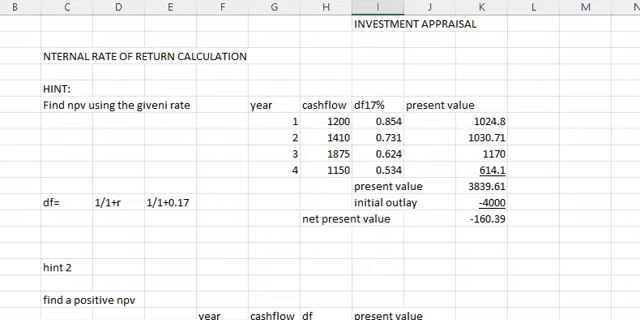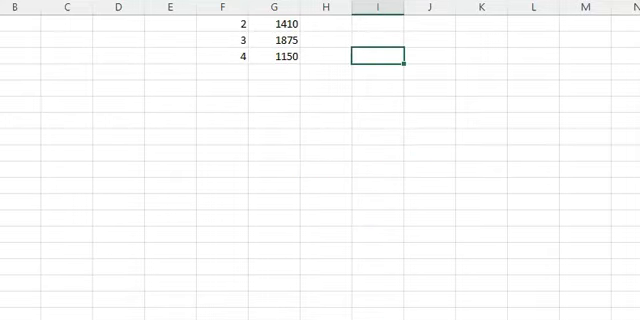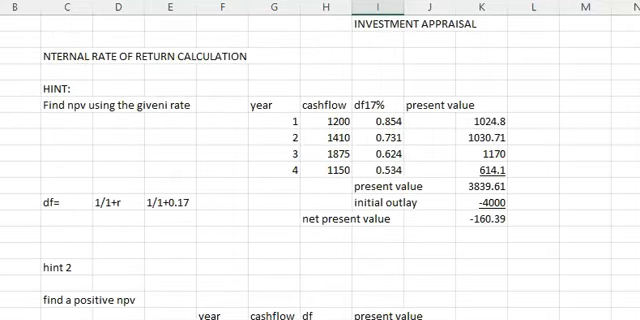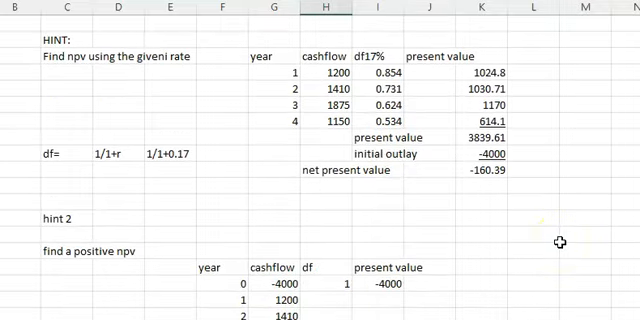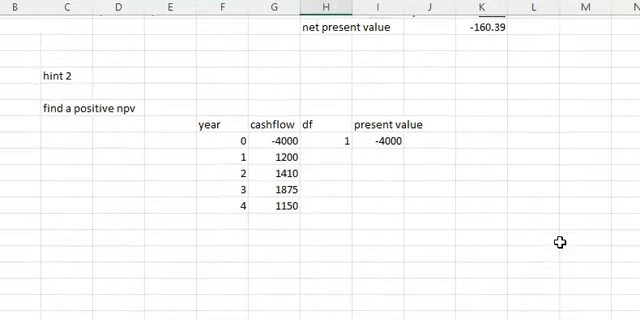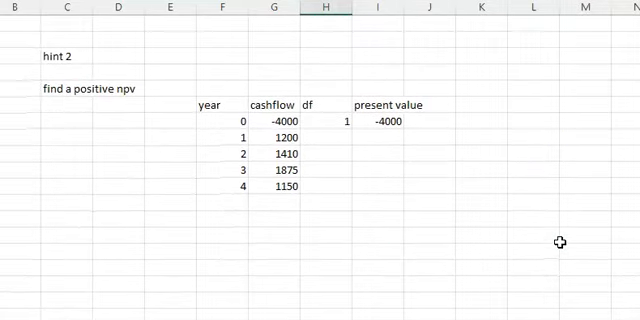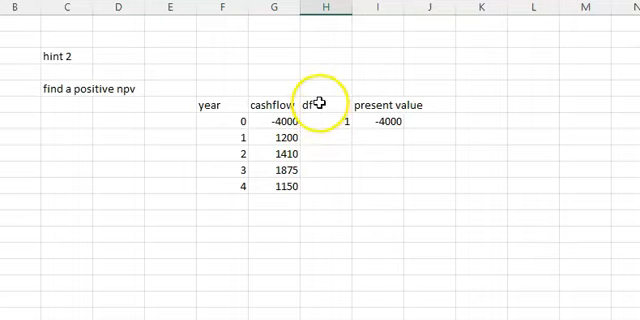So now the next thing to do is to find an NPV which is positive. In the process of finding IRR, you need to have two NPVs. One should be negative, and the other will be positive. The negative one we already have. Now which rate are we going to use to get a positive NPV?